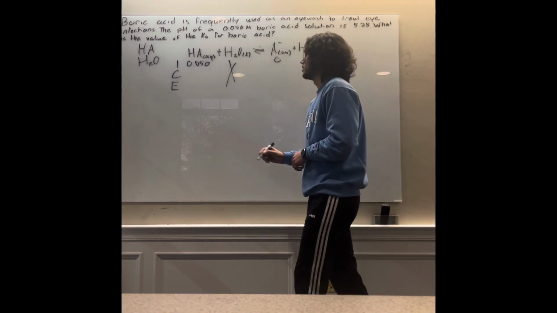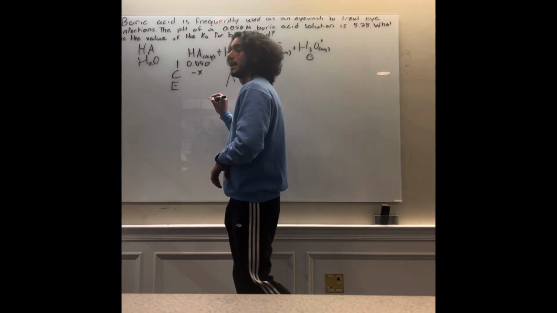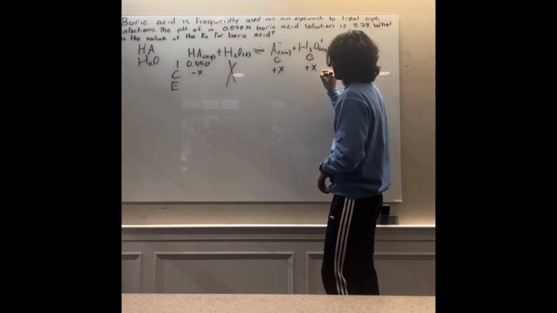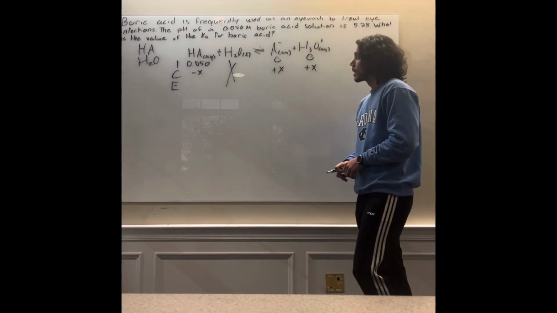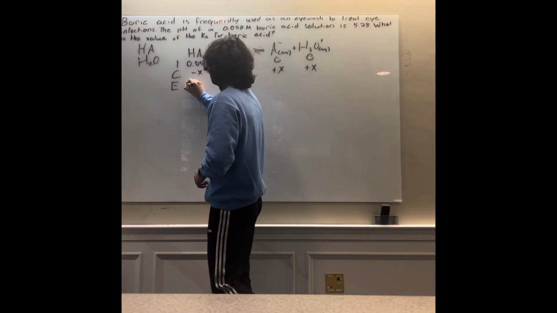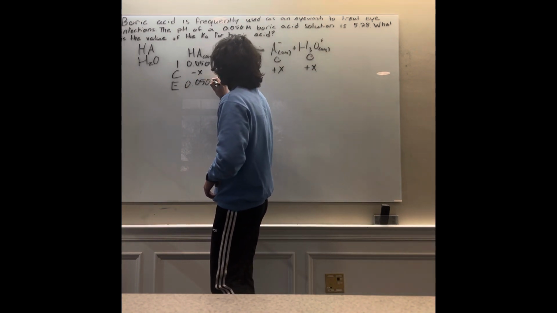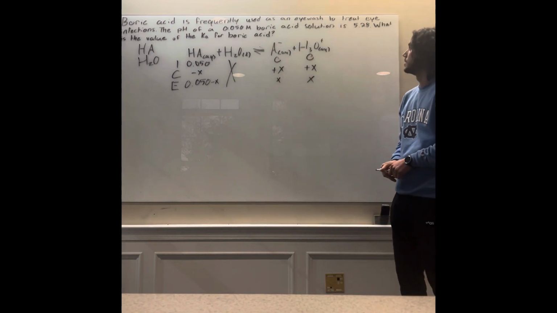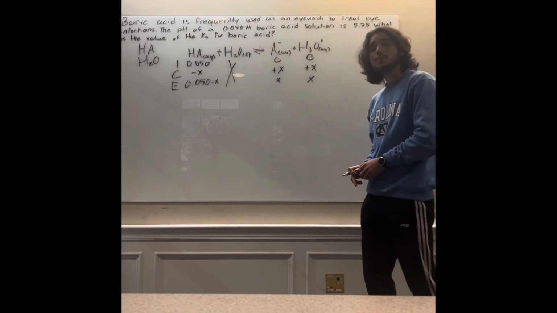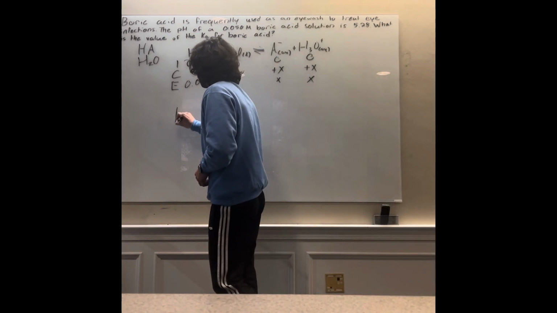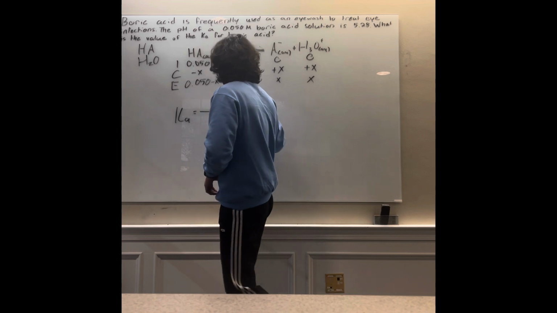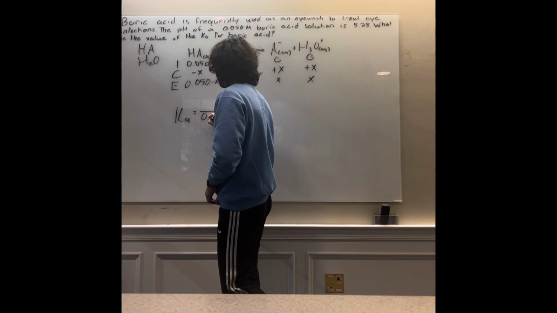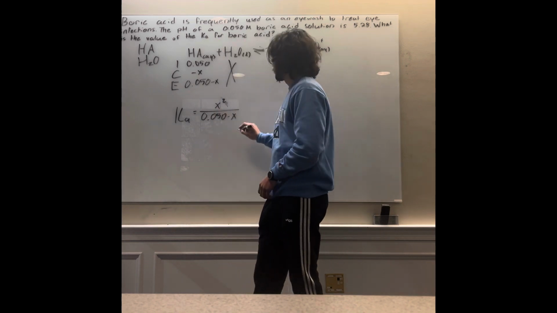Now, for change in concentration, we're going to have some of our HA that reacts to form some concentration of our conjugate base and our hydronium. And our equilibrium concentration will be our initial minus our change, and this will just be X for our A minus and H3O plus. And so we can write a Ka expression, which is a ratio of our concentration of products over our concentration of reactants.